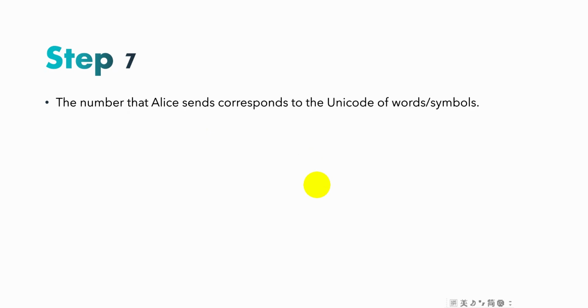Alice has her message, but her message has to be a number. So she can find the Unicode of the symbols of the words in her message and then use the public key to encrypt it. That's how we turn the message into a string of numbers and then use the numbers to encrypt it.